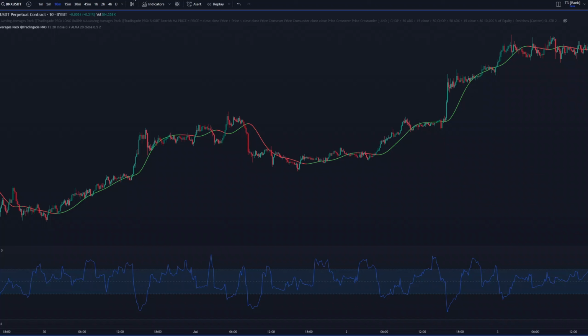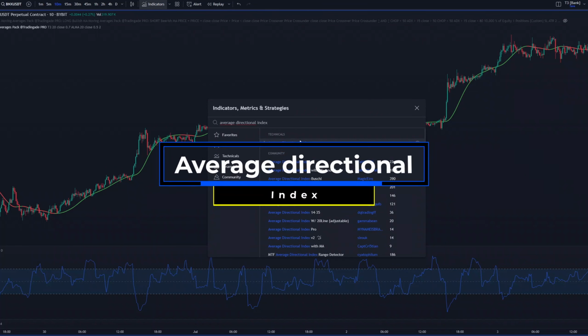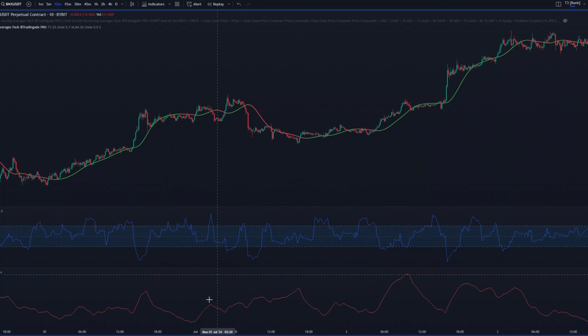After this confirmation indicator, we're gonna add a second confirmation, which is based on the average directional index, the ADX, which is a volatility indicator, and we're gonna open positions only if the ADX is above the 15 level, so basically when there is enough volatility.